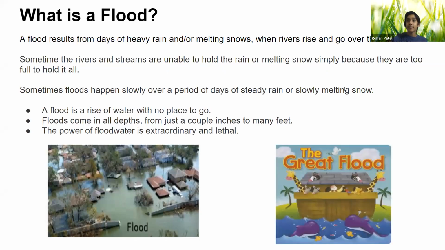What is a flood? A flood results from days of heavy rain and or melted snows. When rivers rise and go over their banks, sometimes the rivers and streams are unable to hold the rain or melting snow simply because they are too full to hold it at all. Sometimes floods happen slowly over a period of days of steady rain or slowly melting snow. A flood is a rise of water with no place to go. Floods come in all depths, from just a couple of inches to feet, and the power of flood water is extraordinary and lethal.